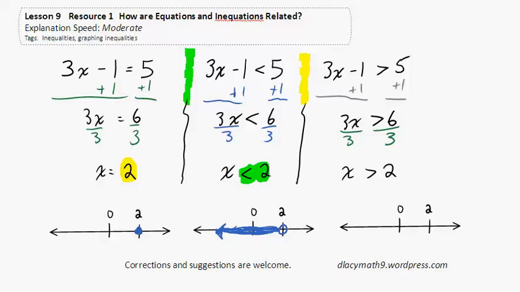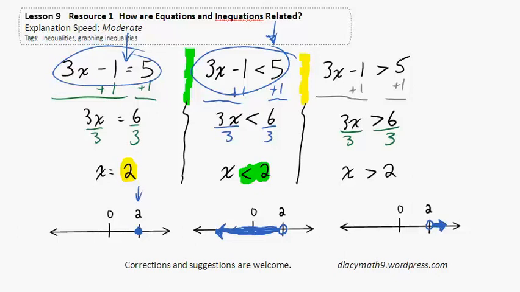So how are these related? Well, the equality gives a single point. The inequality gives an infinite number of points to the left. x is greater than 2 simply points the other way. 3, 2.5, 3 pi, and 100 million billion are all greater than it. So that's how they're related.